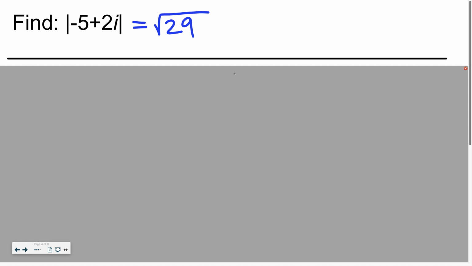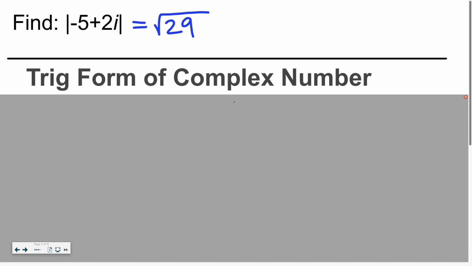All right. Now, I keep talking about trigonometric complex numbers, but we haven't really done a whole lot of trig yet, have we? The trig form of a complex number. This is big.